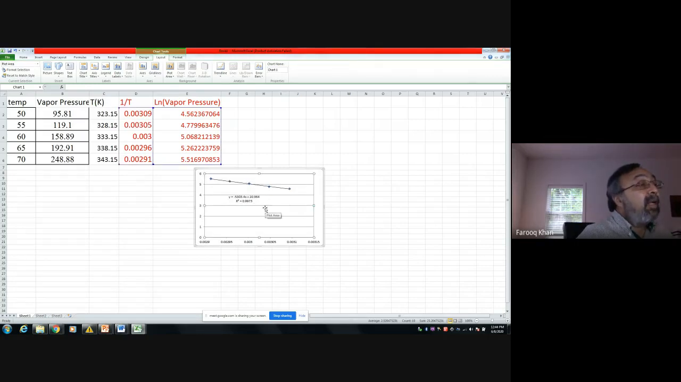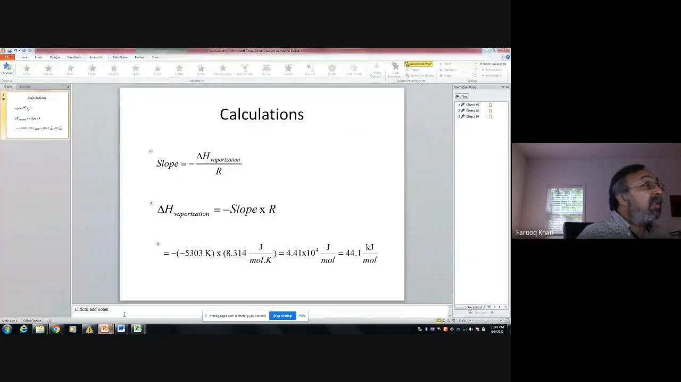Now I have not labeled my horizontal and vertical axis, which is something that I need to do. Now you get the equation of the line, y equals minus 5303.4x plus an intercept, and we are going to use this to do a calculation. So let's go ahead and show you how to do the calculation.